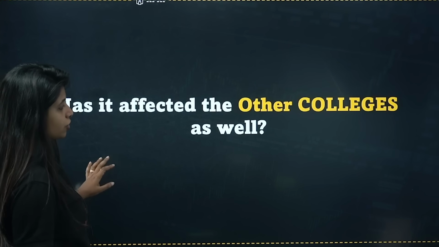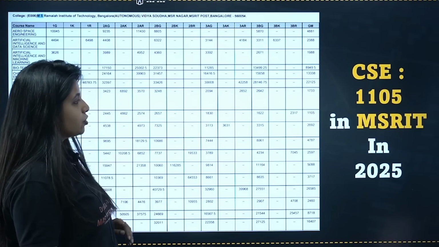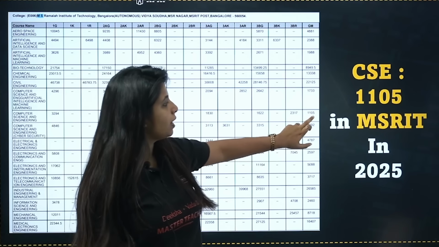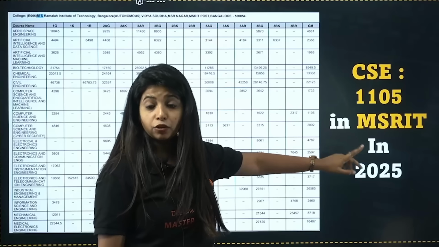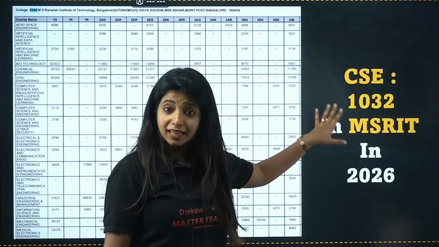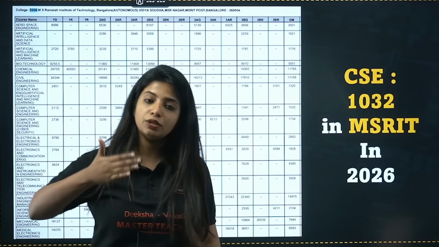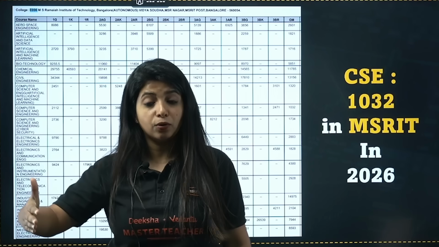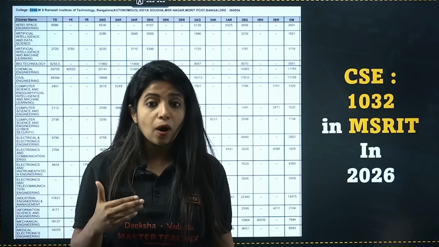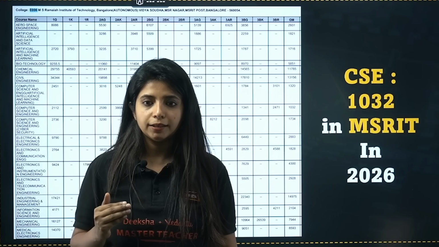What about different colleges? As of now, we were talking about different courses in the same college, right? Let's talk about different colleges altogether. Let's talk about MSRIT. CSE in MSRIT had a cutoff of 1105 in 2025. This year it is 1032. There's a minor difference, but yes, there's a difference. Is it difficult? Yes, the answer is yes. Now, if you go through all the colleges, you would find variation. In some places it can go lower, in some places it can go higher, but majorly in the most famous colleges that you might know, it would be on the higher side. It might be on the difficult side.